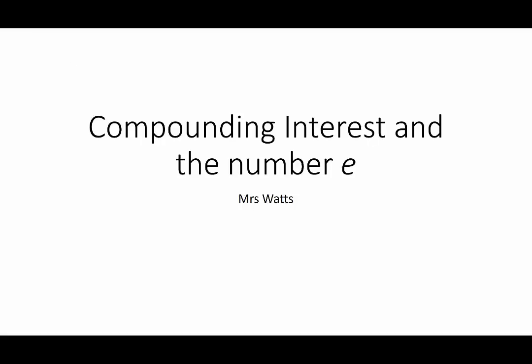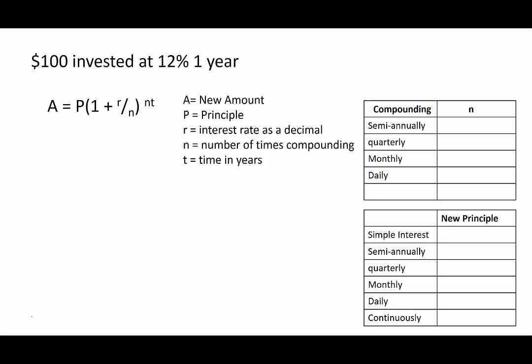Compounding interest and the number E. $100 is invested at 12% for 1 year. Now this is simple interest, but we could also use the compounding interest formula. So here's the compounding interest formula.